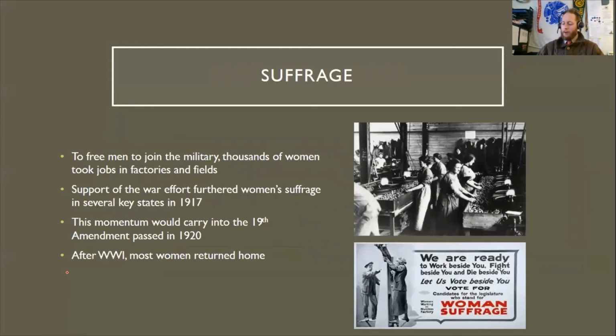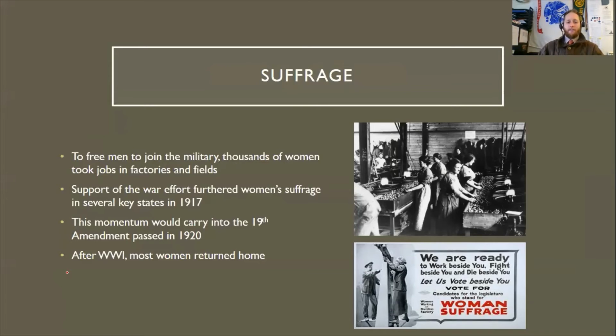Suffrage: women are going to make a decent amount of progress during World War I. Unfortunately, some of it's going to be lost after the war voluntarily. And World War II is going to be the big war that really sees women break through certain barriers and that stay broken for the modern era. To free men to join the military, thousands of women are going to take up jobs in the factories and other workplaces so that those men can then go off and fight and die.